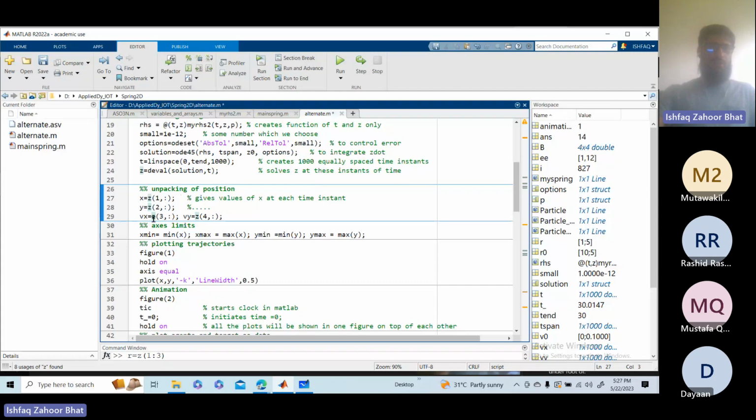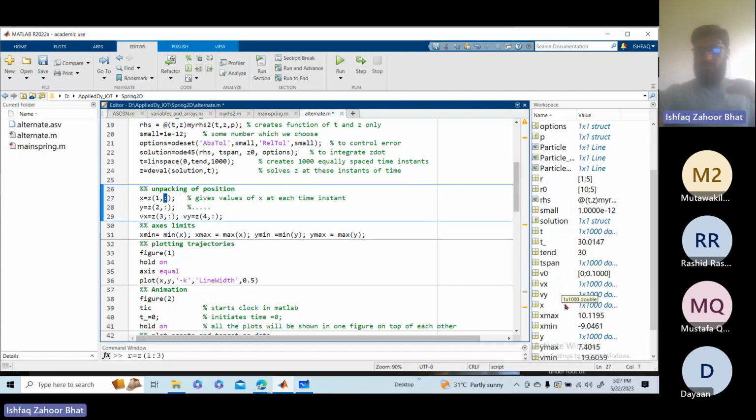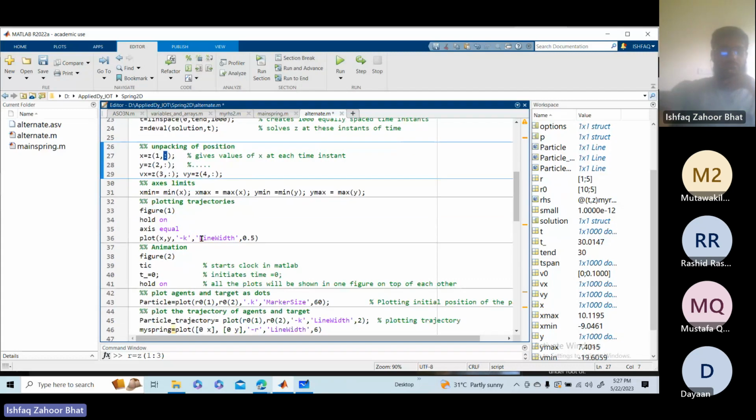Similarly y, similarly vx, vy. So Z of 1 comma colon will give me this whole row. You can see from here also, this x is 1 cross 1000. So it is a row which is storing 1000 values. Y is also a row which is storing 1000 values. Vx is also a row which is storing 1000. Vy is storing 1000.